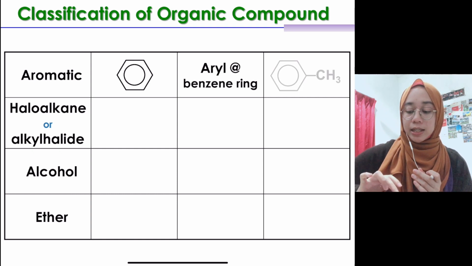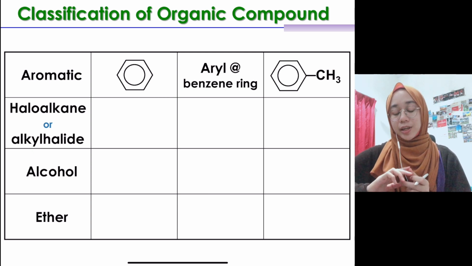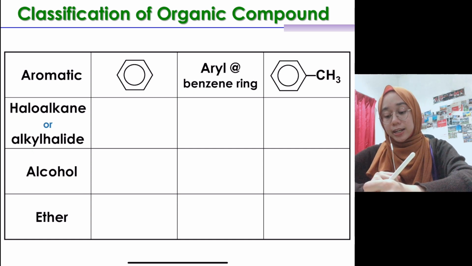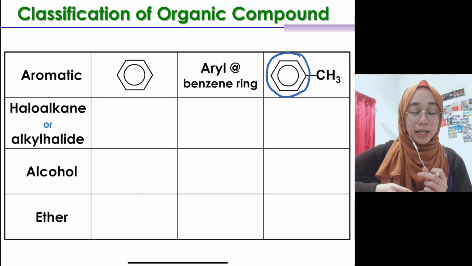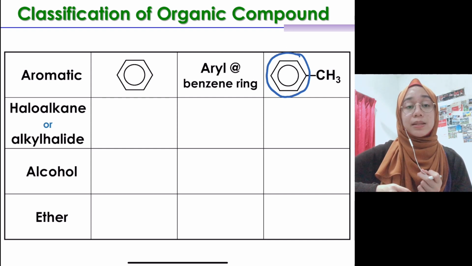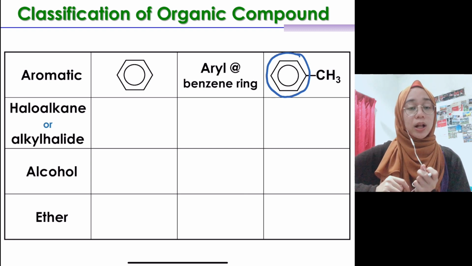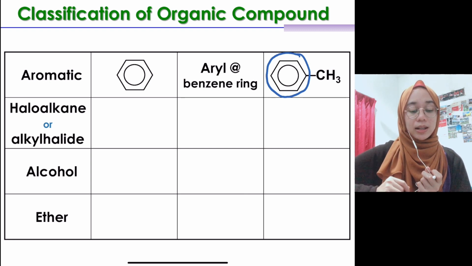Okay, jadi ni adalah contoh dia lah, benzene ring yang attach dengan CH3. So the part yang macam mana kita nak tahu dia adalah aromatik, as long as dia ada benzene ring, therefore that is considered as aromatic, and the name of the functional group is benzene ring ataupun aryl. Okay, and then next one adalah haloalkane ataupun it is also known as alkyl halide.